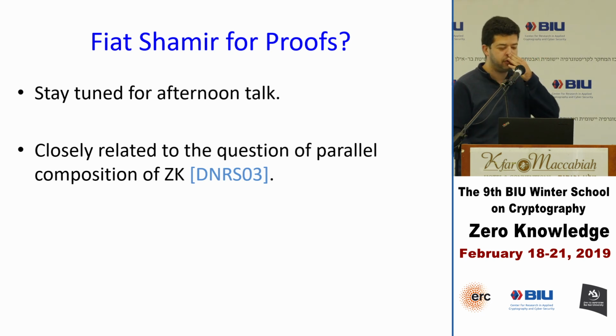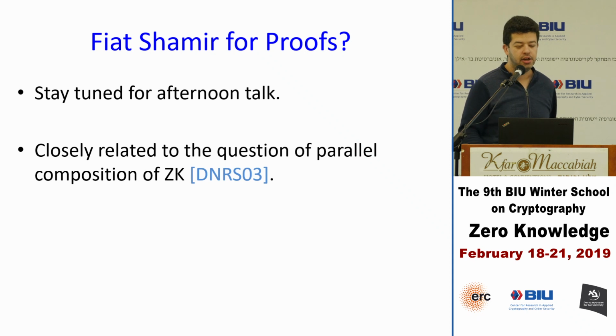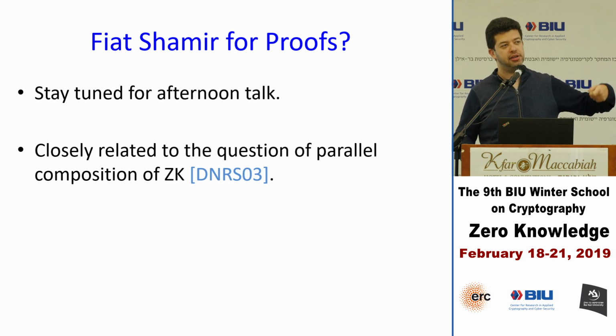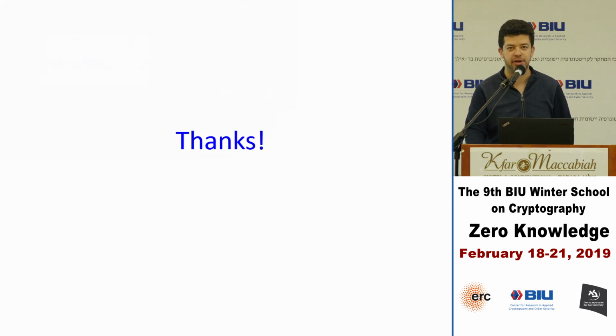I also wanted to mention, and I'll talk about this again more in the afternoon session, that this question of instantiating Fiat-Shamir for proofs is closely related, even equivalent, to the question of whether if you take a zero-knowledge proof rather than an argument and repeat it in parallel, does it preserve zero knowledge? And this was also open for a while, and we understand it better now. And again, I'll talk about it more in the afternoon session. So I'll stop here.